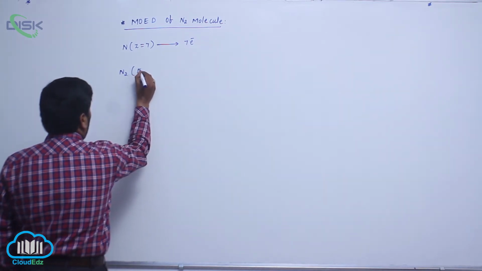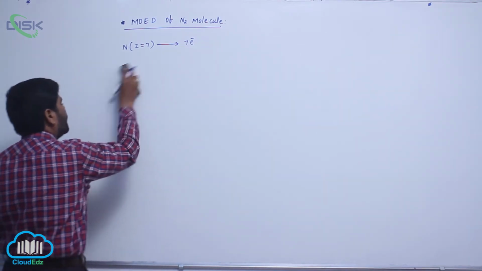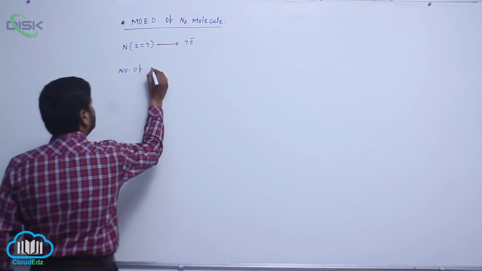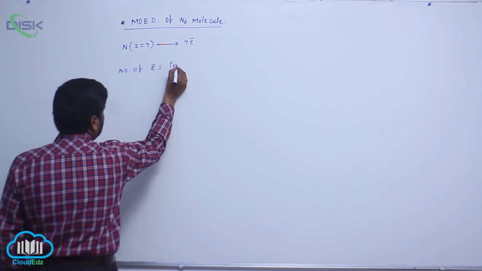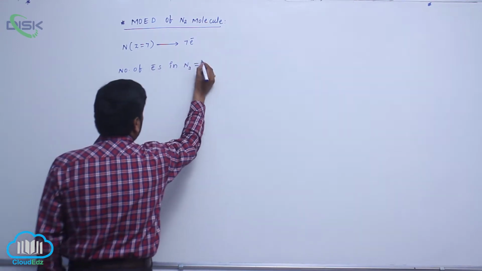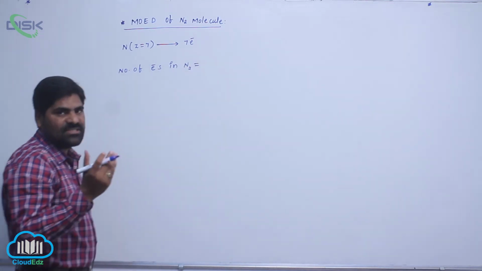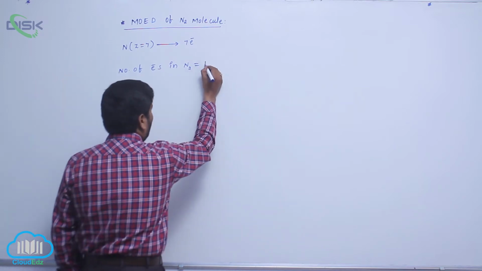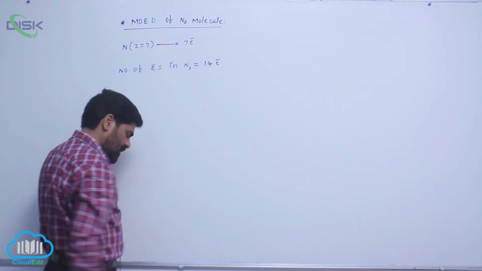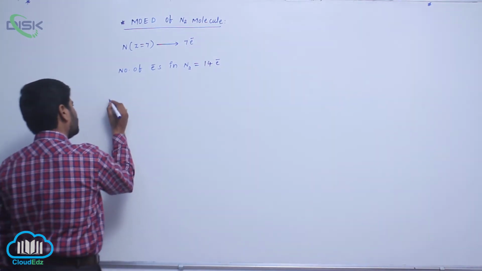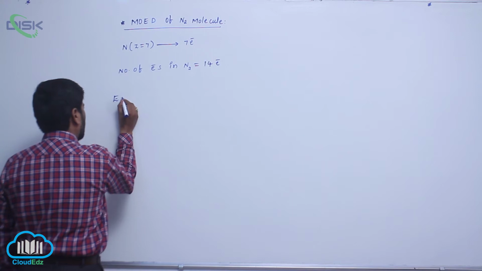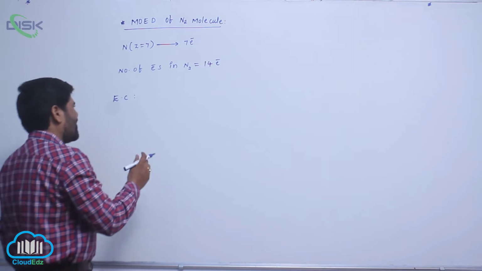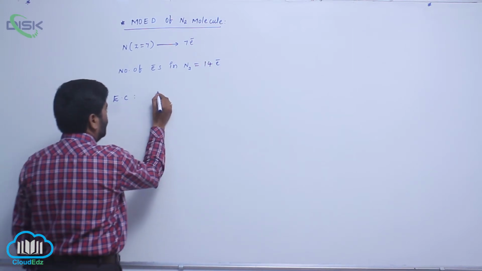Now the N2 molecule: the number of electrons in the N2 molecule. Each nitrogen atom contains 7 electrons, so with 2 nitrogen atoms it contains 14 electrons. Now the electron configuration, EC, of the molecular orbitals of the N2 molecule.